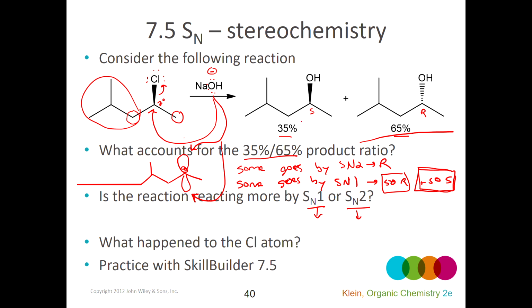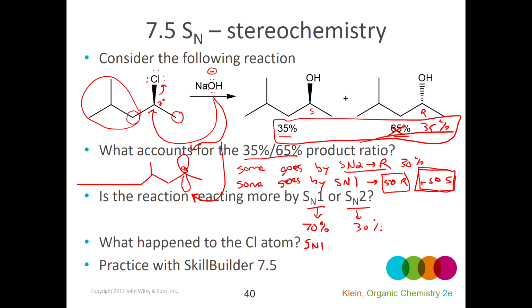So for every S that I get, there should be, out of the 65, 35% R, and that all comes from the SN1 mechanism. So 35 plus 35 is 70. So 70% of the reaction comes from the SN1. The remaining 30% R must have come from the SN2, because that would come from the OH minus always coming in from the backside from where the leaving group's leaving. So I can say 30% of that came from SN2.